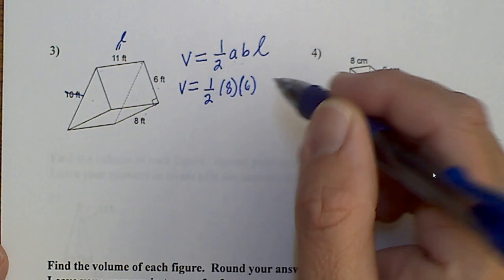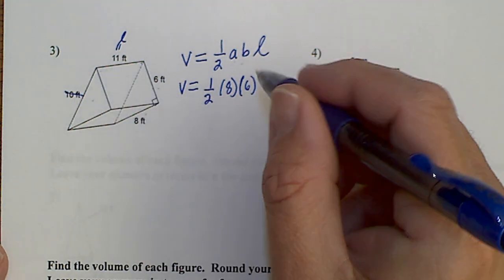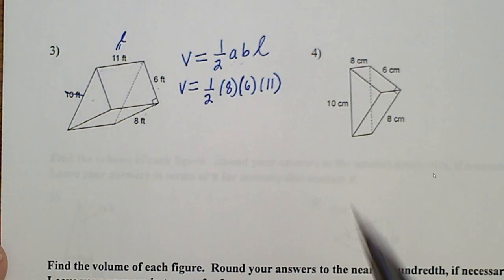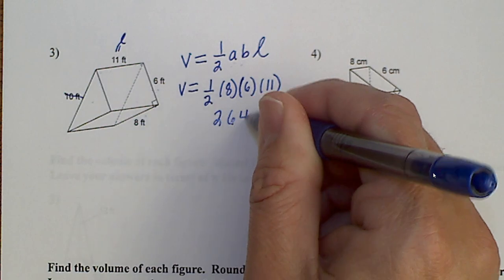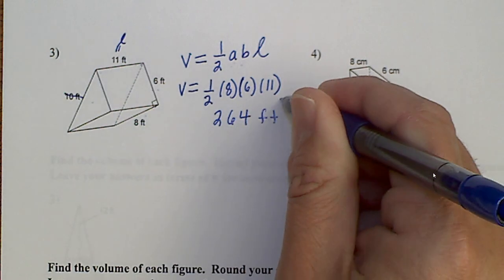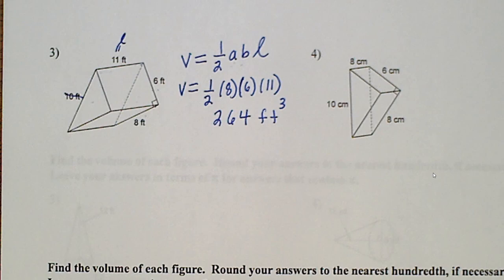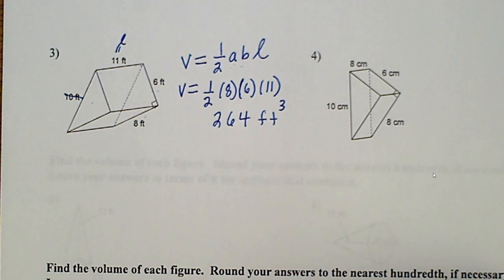And then the height of the whole prism is 11. So we're simply going to take 1/2, or 0.5 if you prefer, times 8 times 6 times 11. And I'm using my calculator. And what I am getting is 264. And again, that is cubic feet. So 264 cubic feet is my answer for that one. Okay, so that one's not too bad. Let's pause the video here and try number 4.